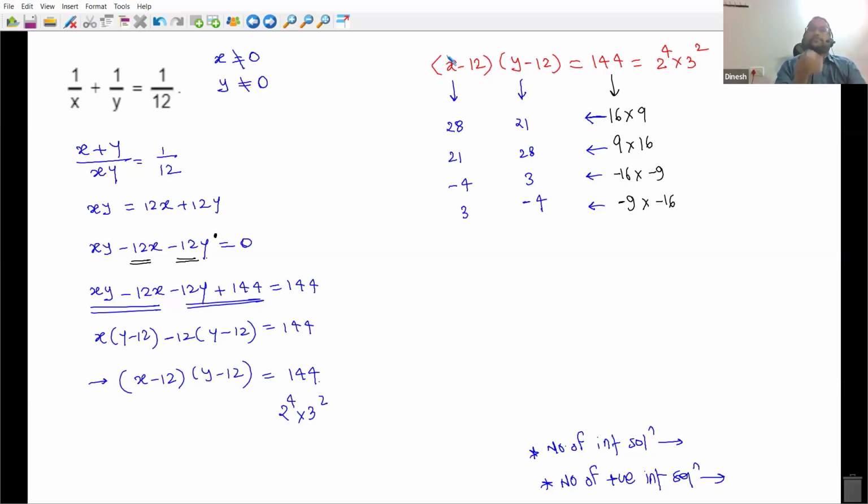Okay, everyone. So likewise, every pair will give you 4 solutions. 144 you can also write as 12 into 12 or minus 12 into minus 12. So first bracket is 12 when x is 24, second bracket is 12 when y is 24. First bracket is minus 12 when x is 0, second bracket is minus 12 when y is 0.